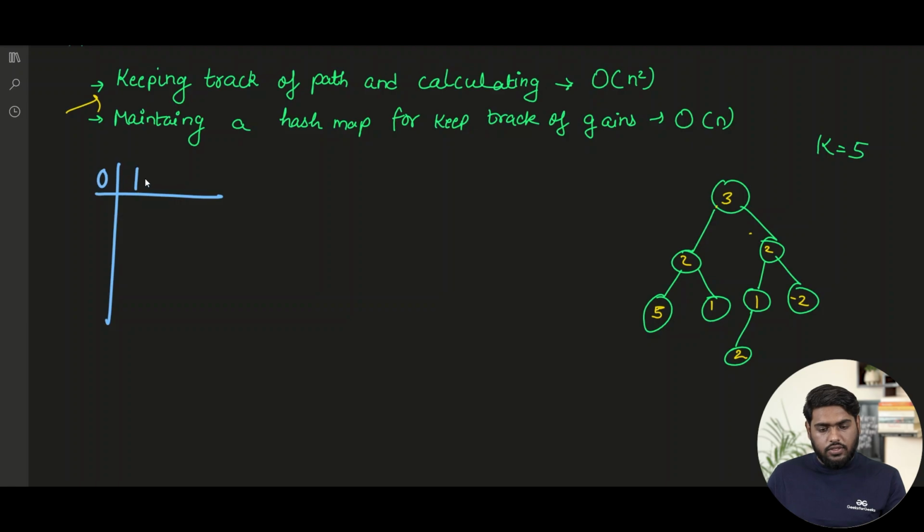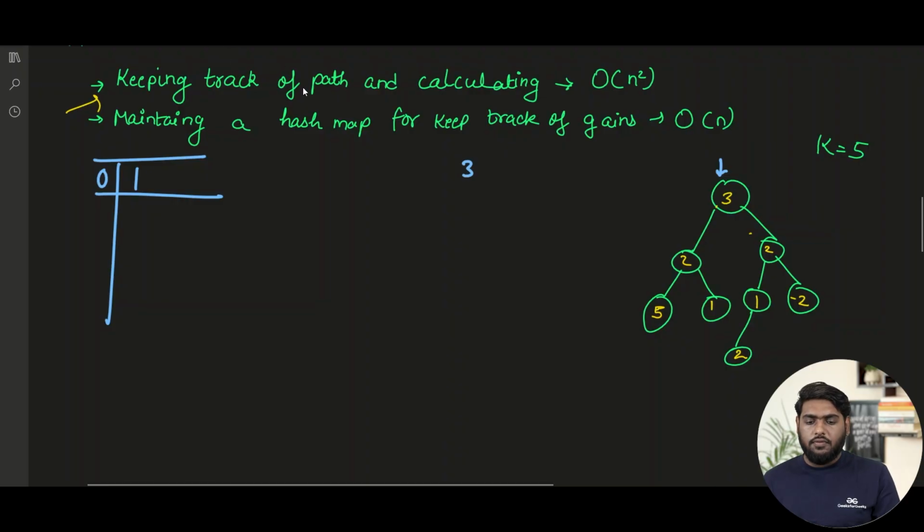Now I will just add up 0 and 1. You'll realize later why we are storing it. Now assume we are here at 3. The summation, the current sum that we have till here, will be 3 itself, right? What is our target? Target is actually 5.